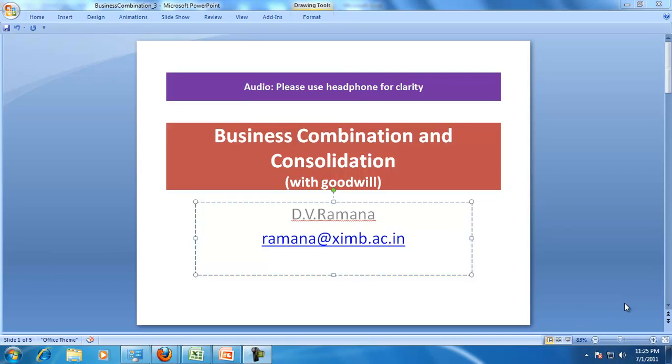Hello and welcome to our discussion on business combination and consolidation. In this session we'll see an example where we'll have goodwill, and we know that goodwill is the excess of money paid, or excess of purchase consideration over the equity acquired.